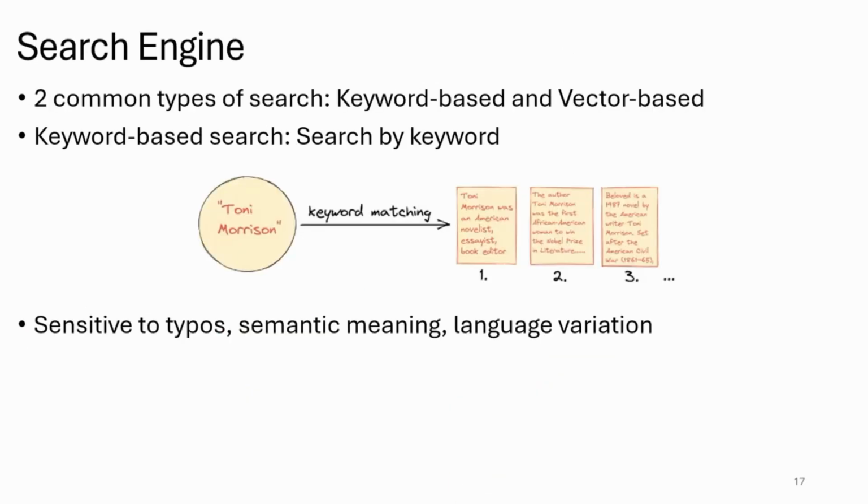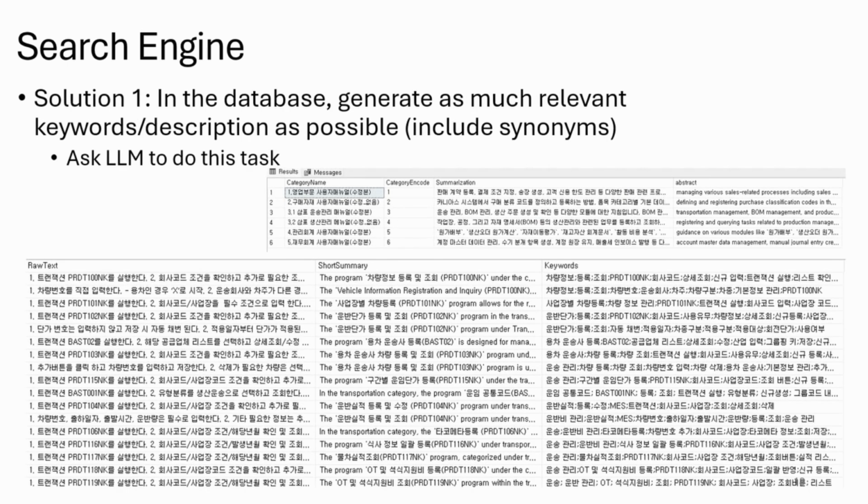So remember, there are two common types of search, keyword-based and vector-based. With keyword-based, we search by keywords, but it is sensitive to typos, semantic meaning, and language variation. So in order to overcome this, we have some solutions as follows. The first solution, which is a little bit advanced, is that in the database we generate as many relevant keywords or descriptions as possible, including synonyms if they exist.